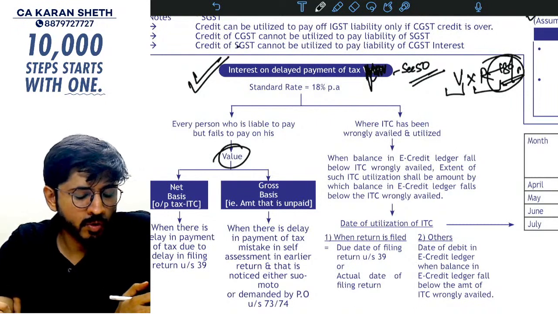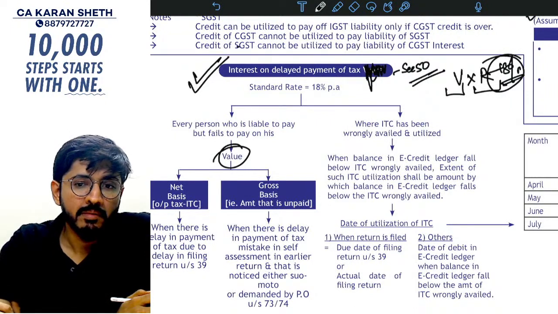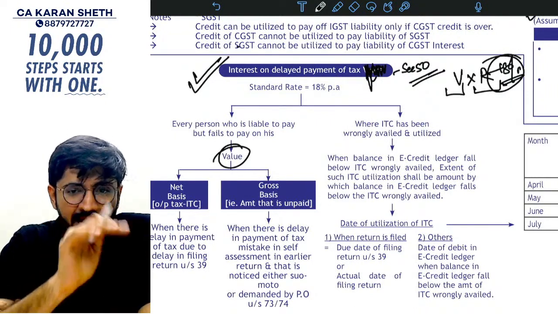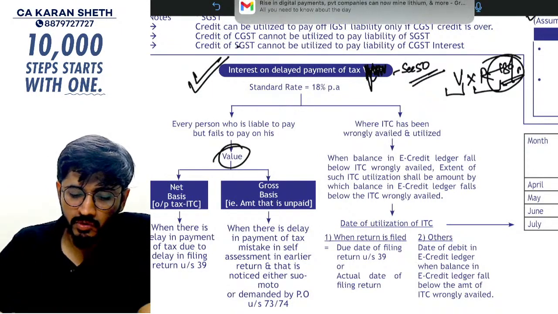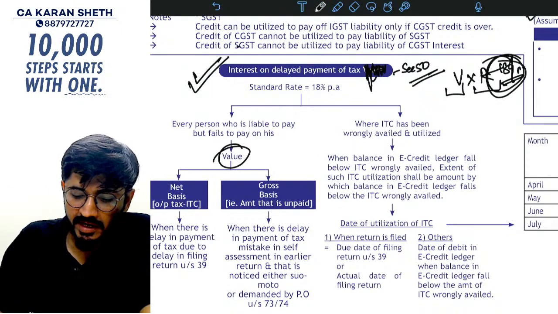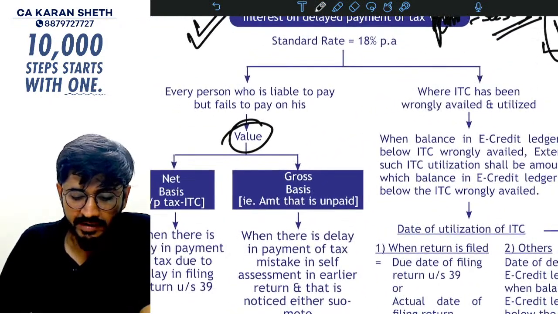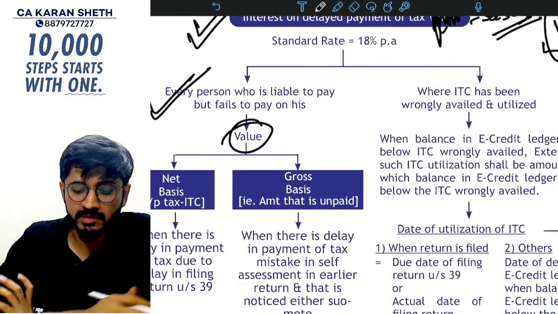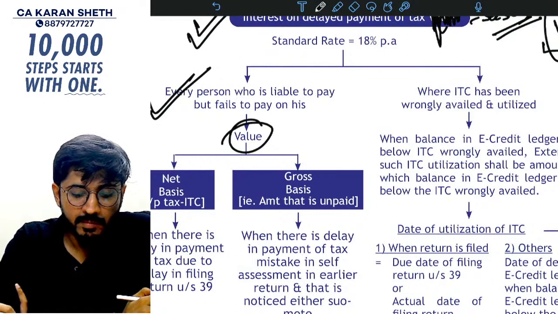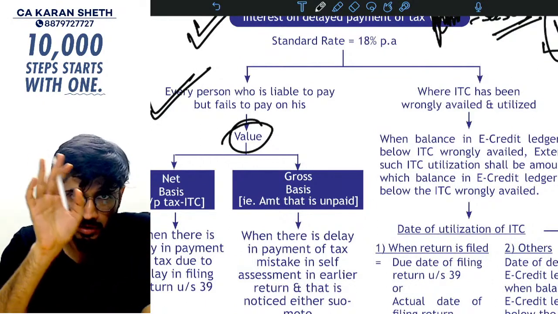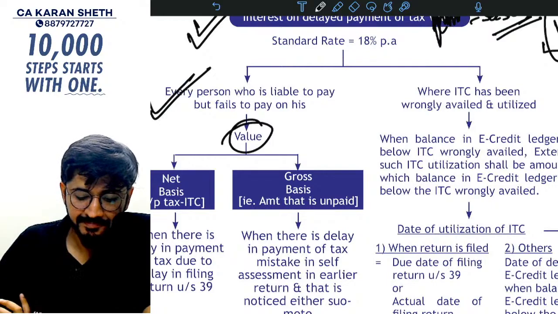So initially there were 2 options, 18 and 24. But now it's only 18%. So the rate is sorted, 18 standardized rate, but value, it depends. Now understand, if you are a person who is liable to pay tax but fails to pay tax, so you're liable but you have failed to pay.